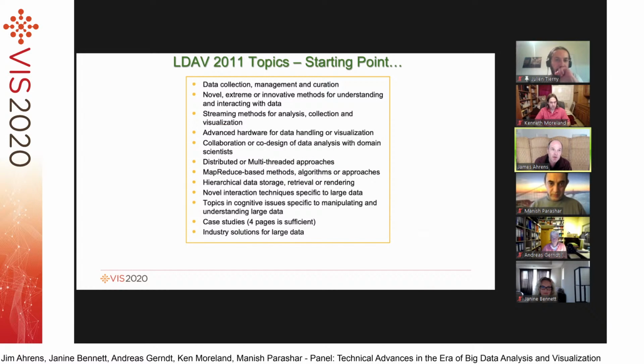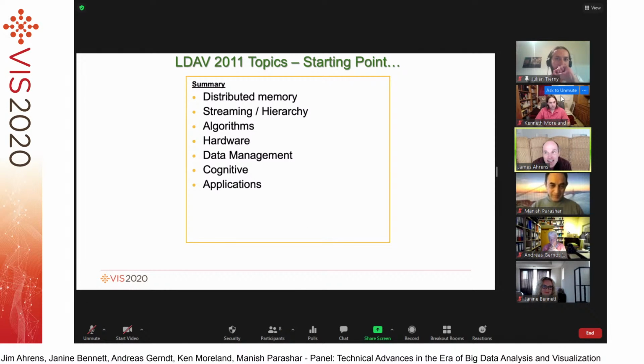When I was doing this panel, I looked up LDAV 2011, which I couldn't find because there's a 404 link on it, but I found it. I have to fix that. And here's this list of things. I'm not going to make you read through all these things. Instead, I'm going to give you a summary. Back in 2011, we were thinking about things like distributed memory, streaming and hierarchy, algorithms, hardware, data management, cognitive aspects, like what tasks are we doing and how can you use that to help you to do large data, and then applications.